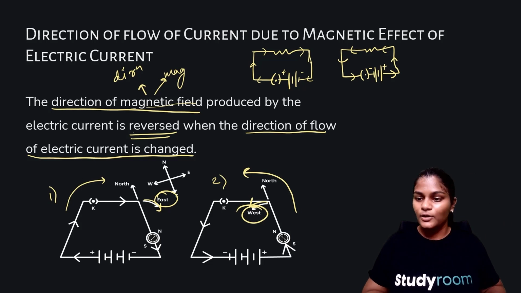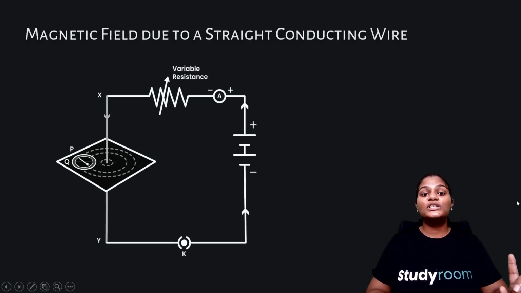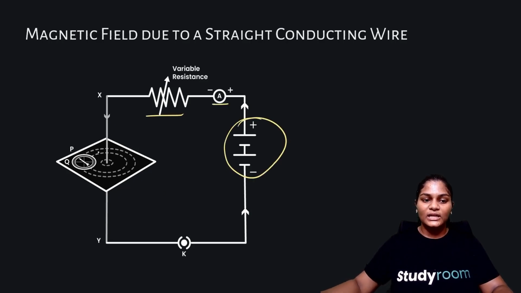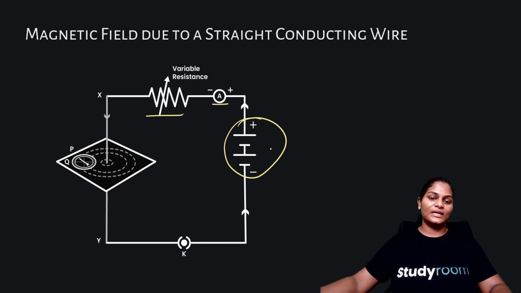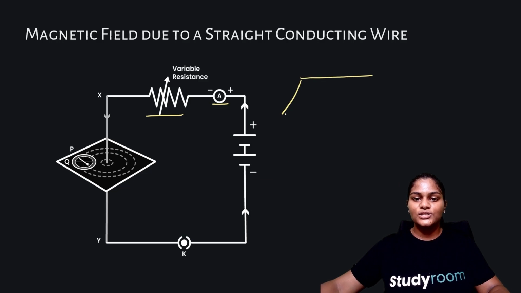Great. Now, magnetic field due to a straight conducting wire. What does a straight conducting wire mean? Look at this figure. There is a resistance, an ammeter, one battery, a key, and this. What is this thing? We've taken this piece of paper, and just think if you take this piece of paper and put a wire through it.